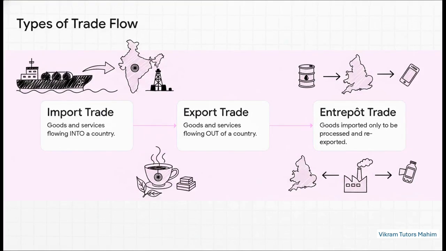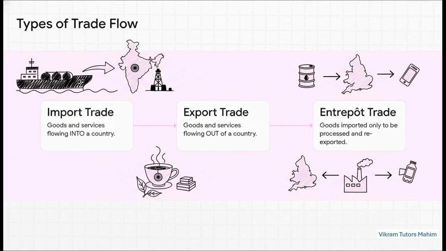Now, this whole flow of goods goes in a few key directions. When a country buys stuff from another country, that's an import. So think about the US buying coffee beans from Colombia. When a country sells its stuff to another country, that's an export, like Germany selling cars to China.